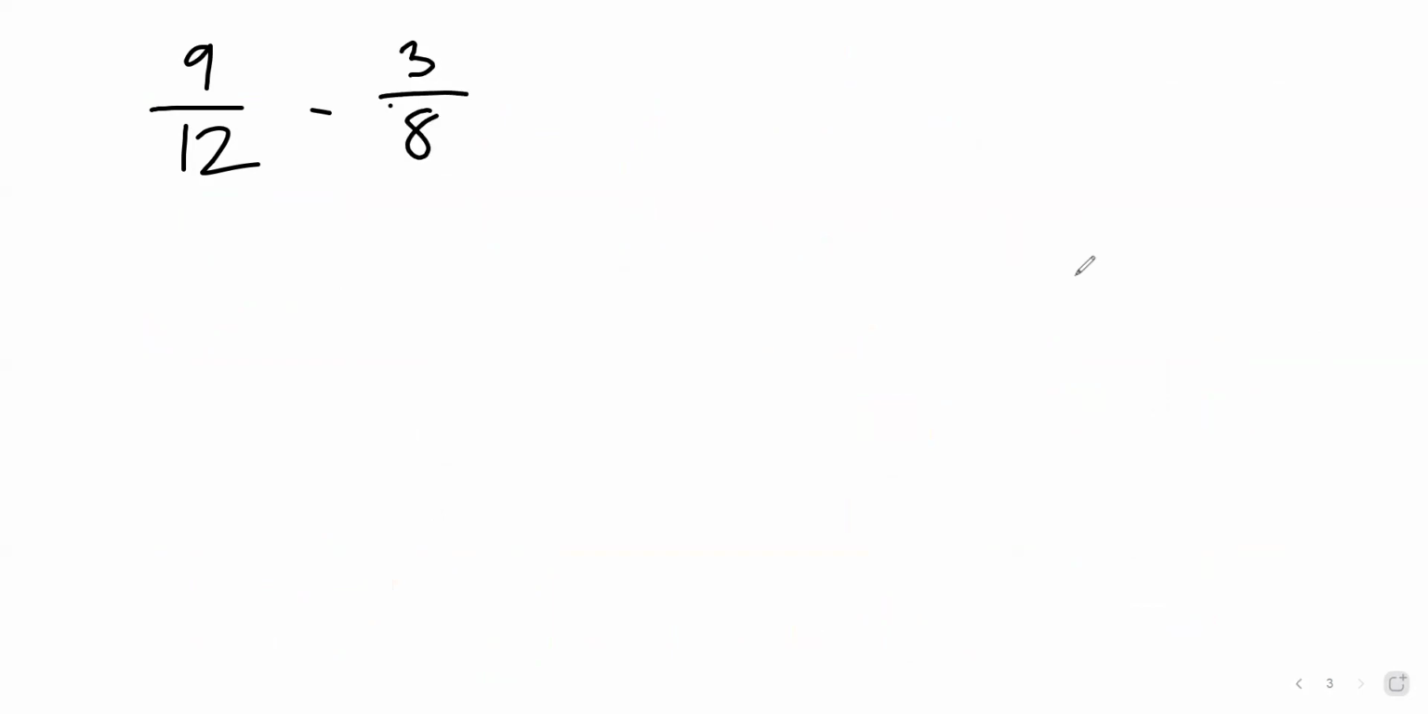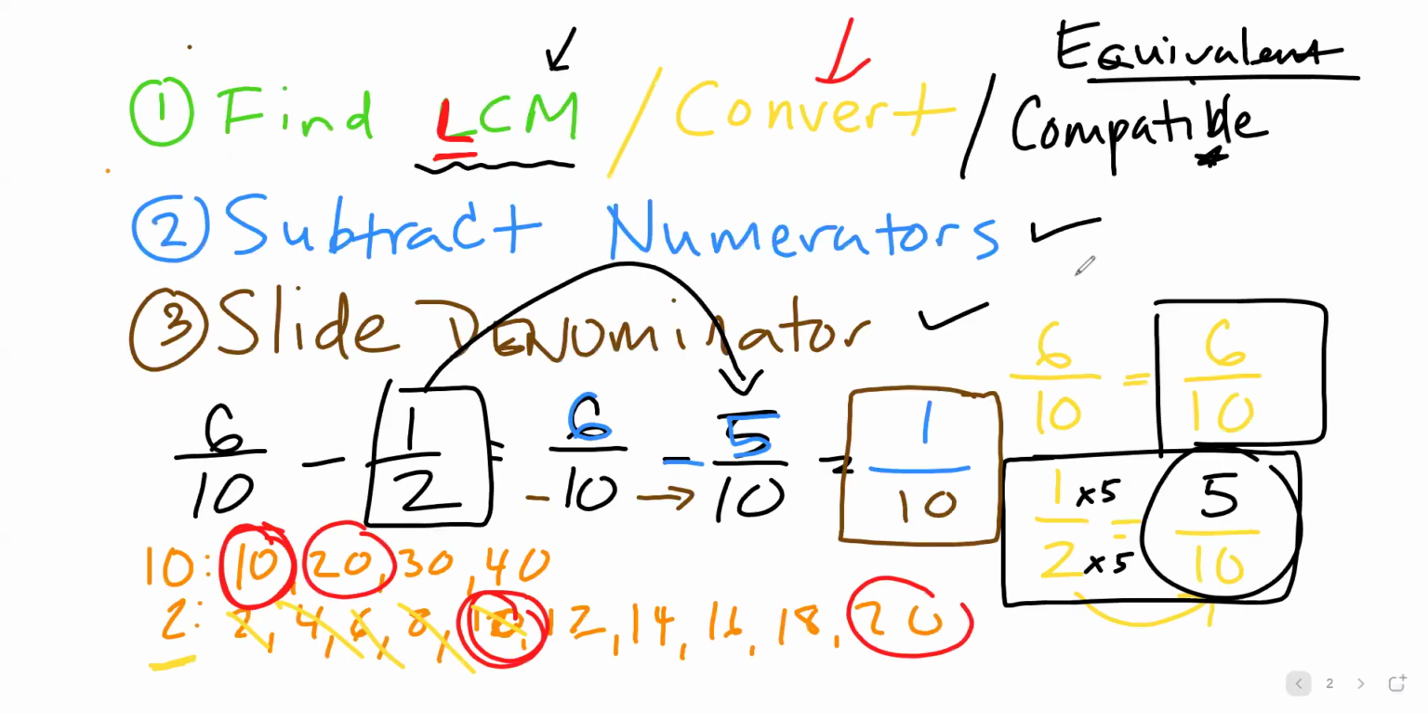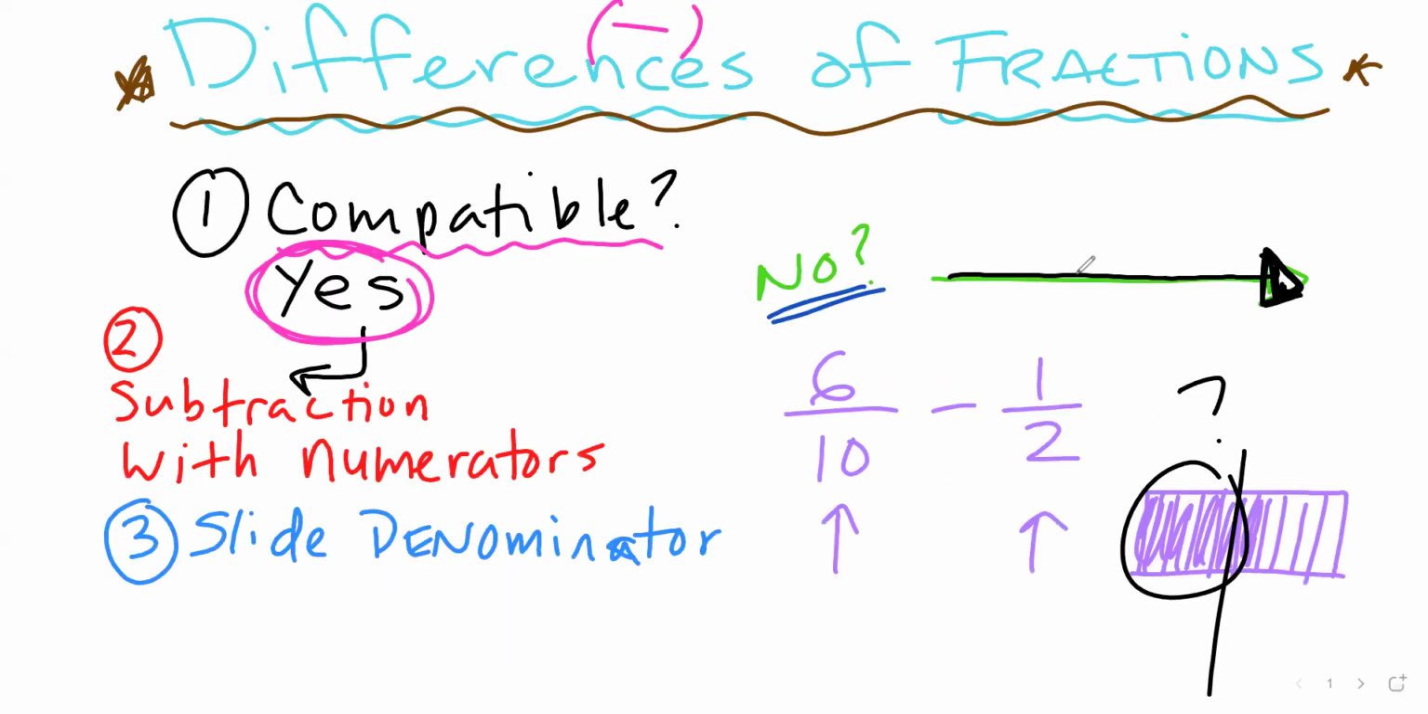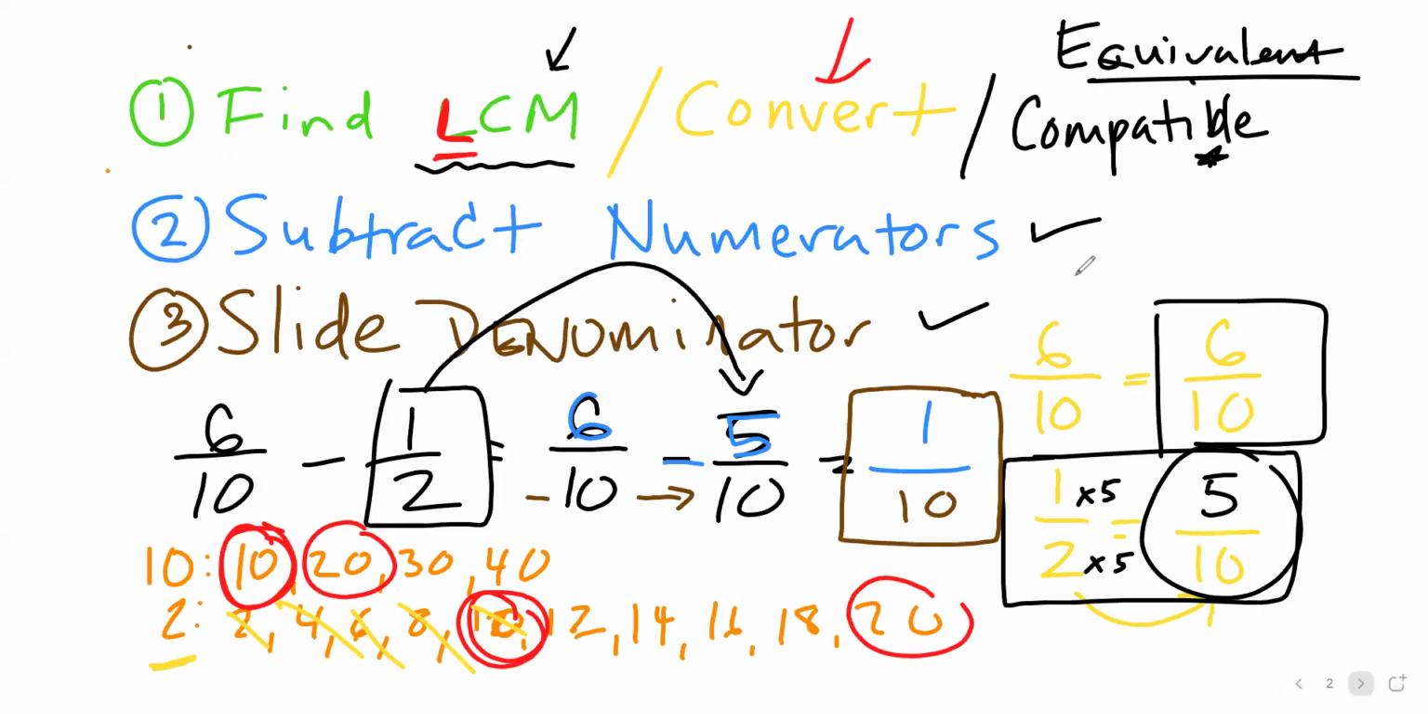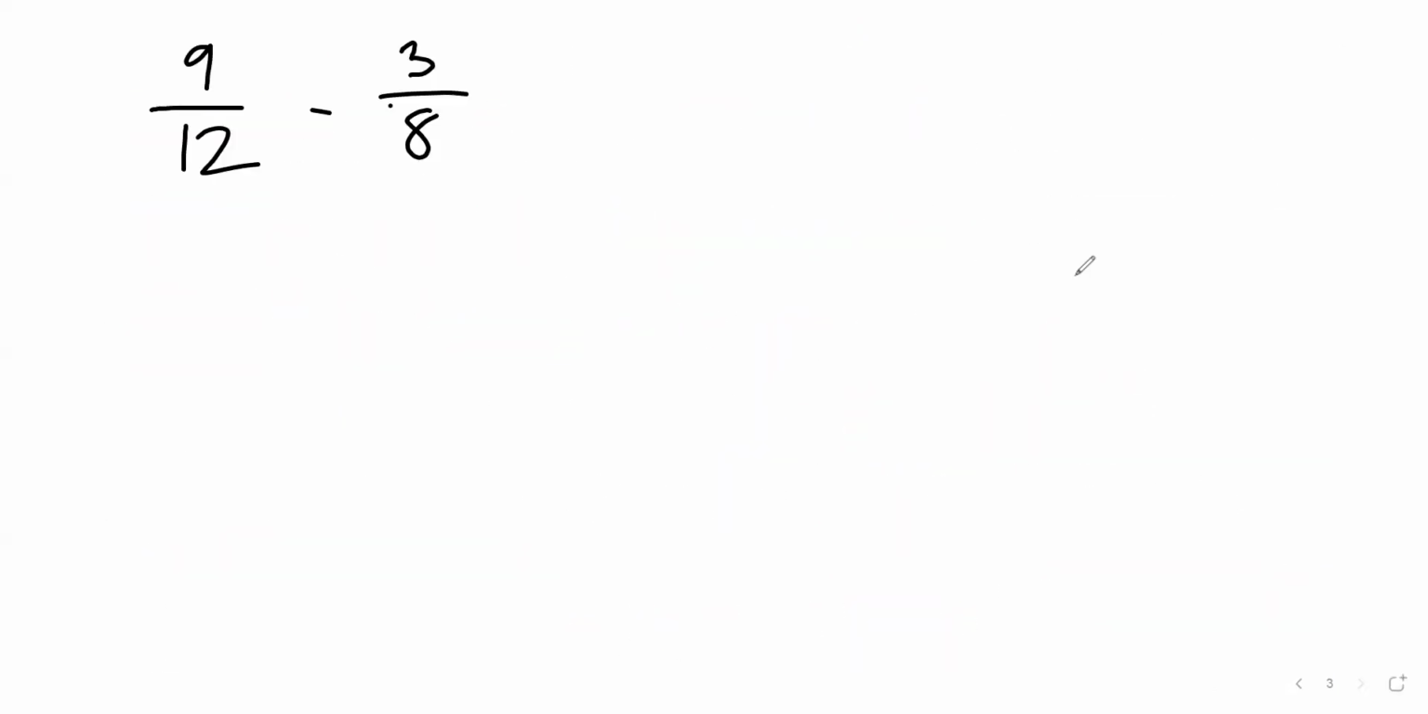Okay, so are they compatible? No. In fact, I already see we got some work to do in here. So if they're not compatible, I'm going to go back and look at my flow chart, all the way to the beginning. Are they compatible? No. Okay, let's go over here. We're going to find the least common multiple. So I need to find the multiples of my denominators, and that is 12, and that is 8.